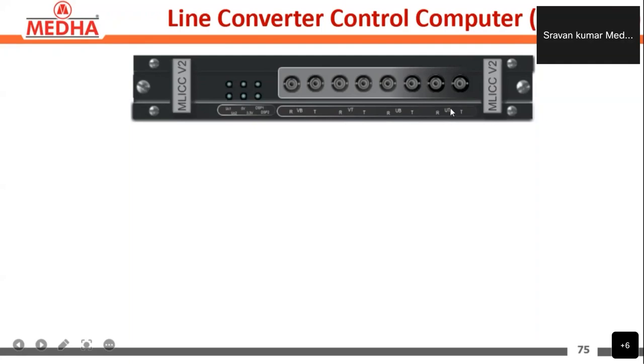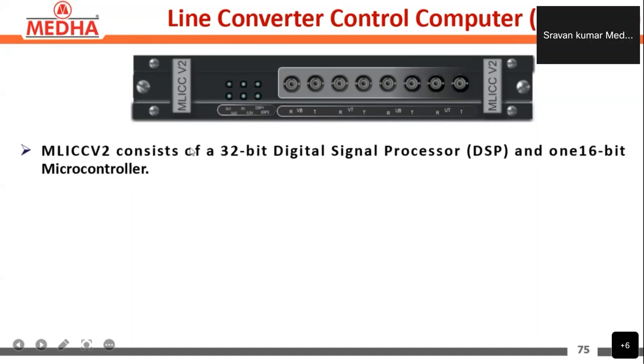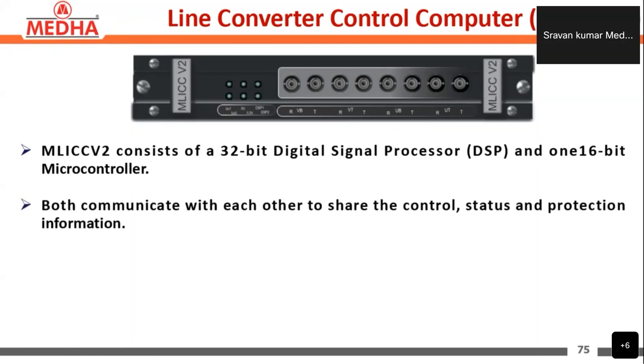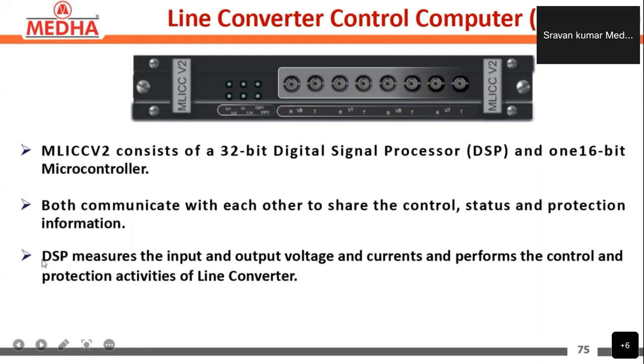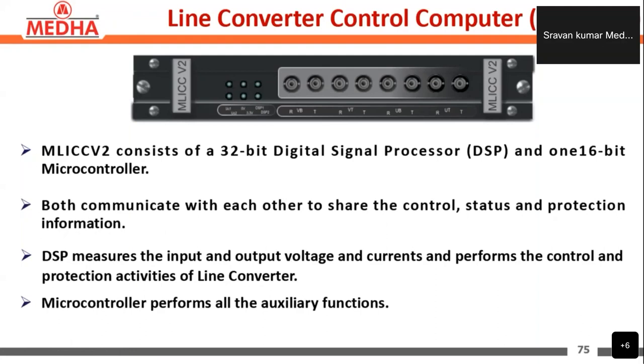So MLICC V2 consists of a 32-bit DSP, digital signal processor, and a 16-bit microcontroller. Both communicate with each other to share the control status and protection information. The DSP measures the input and output voltages and currents and performs the control and protection activities of the line converter. And the 16-bit microcontroller performs all the auxiliary functions in this.